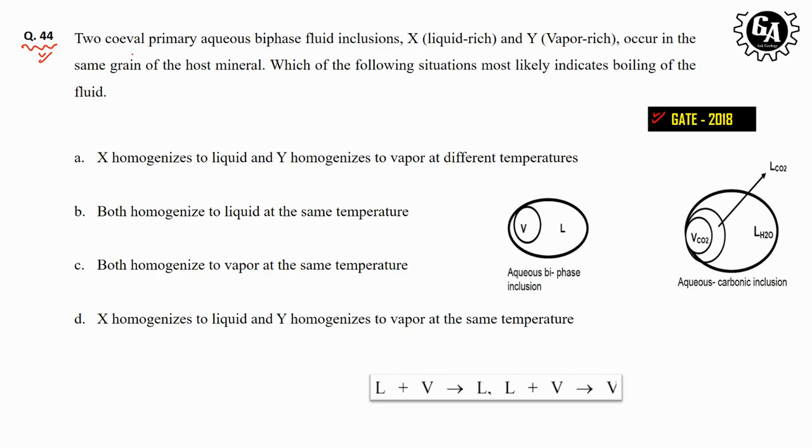Two coeval primary aqueous biphase fluid inclusions, one is X and another is Y. X is liquid rich, Y is vapor rich, and they occur in the same grain of the host mineral. There is one mineral, and inside this mineral there are two fluid inclusions, X and Y. X is your liquid rich, and Y is your vapor rich.